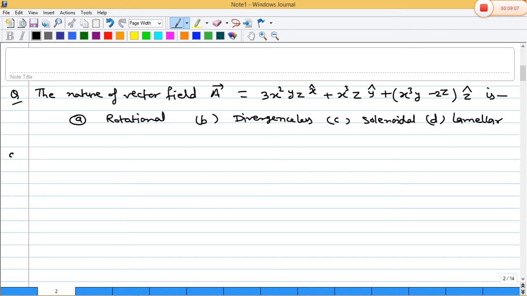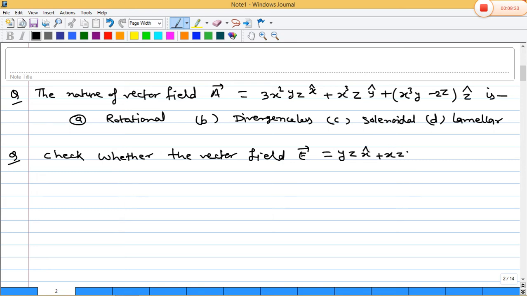Next question, check whether the vector field E, yz x cap plus xz y cap plus xy z cap, is both solenoidal and conservative.